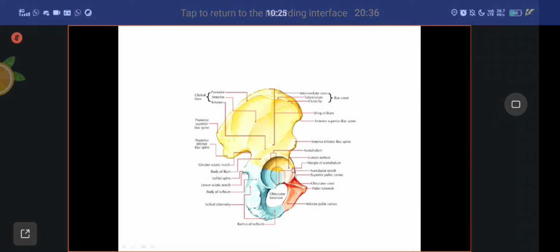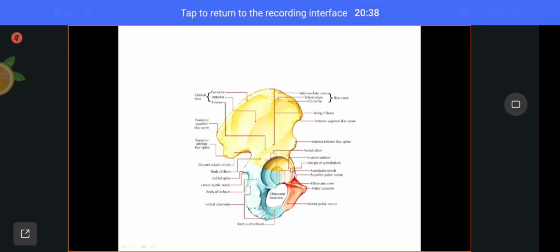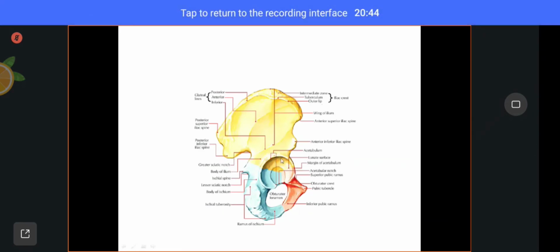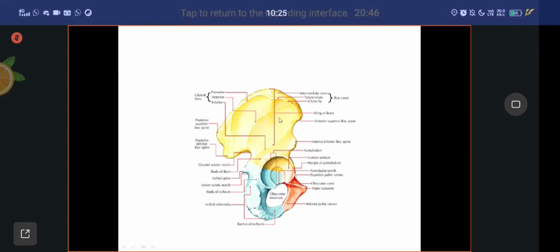which is forming, what is this forming? It is forming the acetabulum. The upper 2/5 of the acetabulum is formed by the lower end of the ilium.